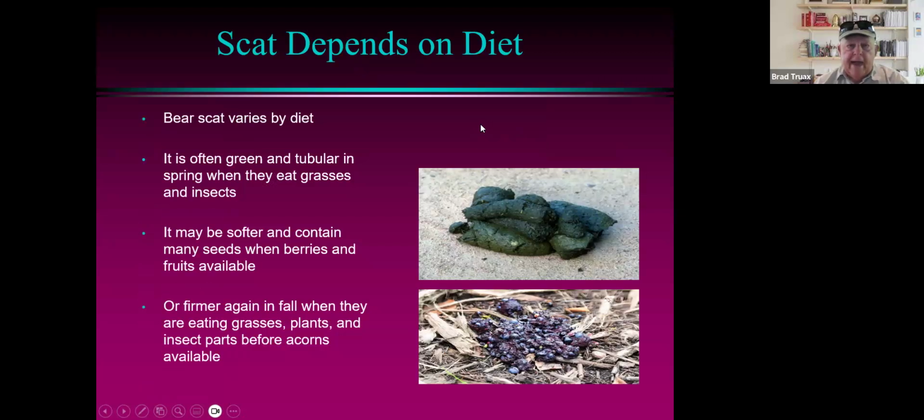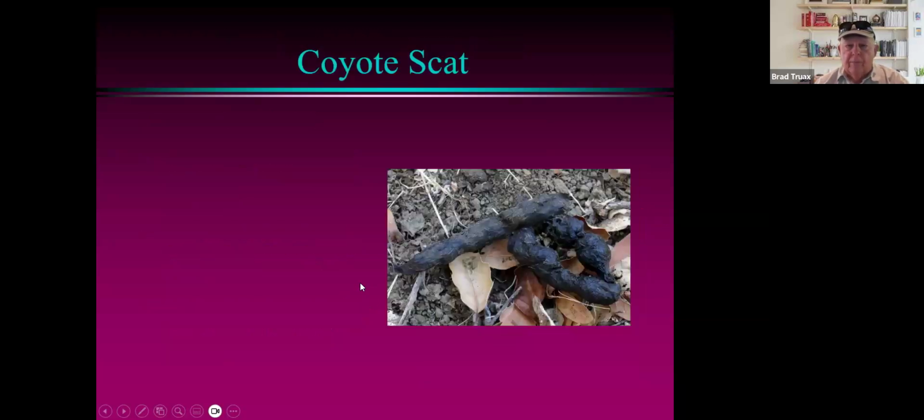Scat does depend on diet. Bear scat especially varies by diet. Here in the spring, it looks somewhat green and tubular, and that's because the bears are eating grasses and insects. Later on, it becomes soft when they start to eat lots of berries and fruits that are available to them. And it may become firmer again once they start eating acorns and so on in the fall.